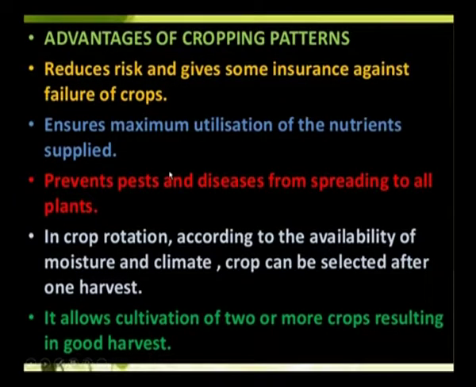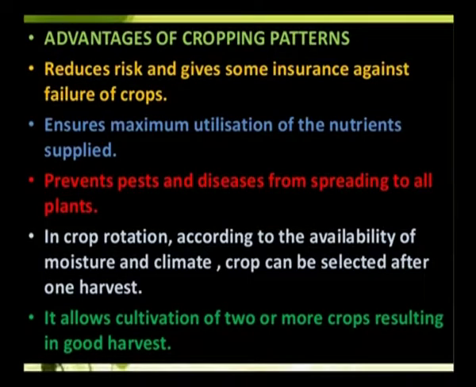So, what are the advantages of cropping patterns? Reduces risk and gives some insurance against failure of crops. So, say you have groundnut and banana, groundnut gets the infestation from one particular pest, at least you will get some amount of money from the banana. And vice versa. Ensures maximum utilization of the nutrients supplied, prevents pests and diseases from spreading to all plants. In crop rotation, according to the availability of moisture and climate, crop can be selected after one harvest. It allows cultivation of 2 or more crops resulting in a good harvest.